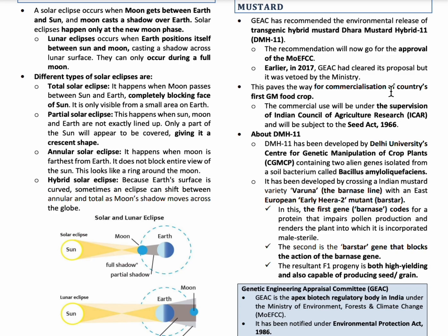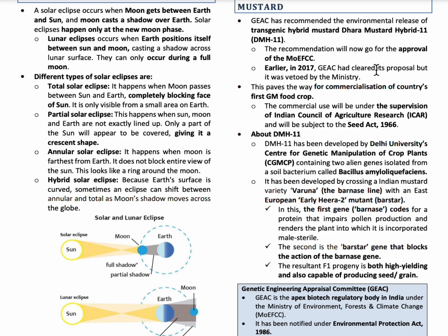The next one is the partial solar eclipse. It occurs when the moon, Earth and Sun are not in a straight line, and only a part of the Sun is covered. And the third one is the annular solar eclipse. If a solar eclipse occurs when the moon is at the farthest position from the Earth, it is called an annular solar eclipse.